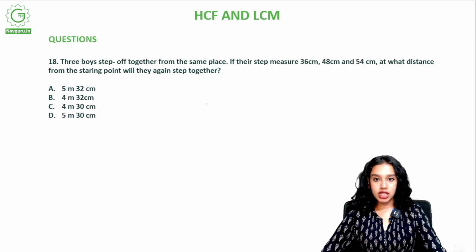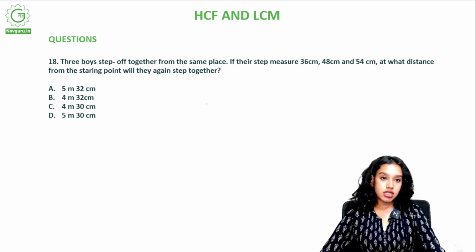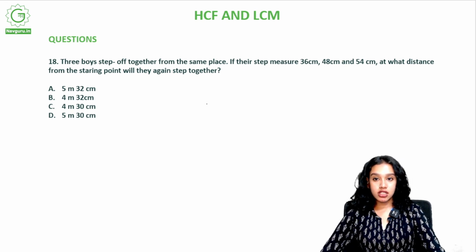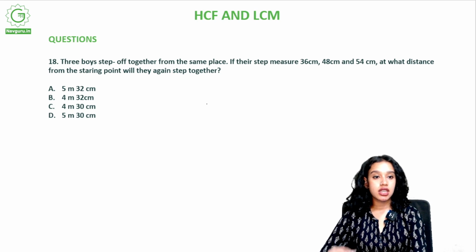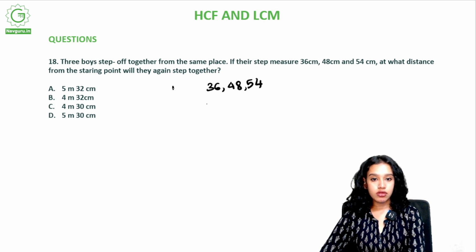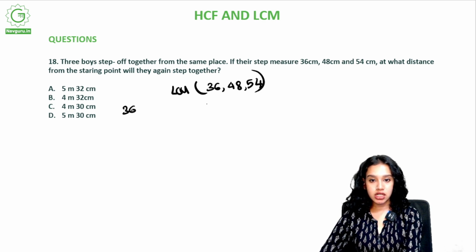3 boys step off together from the same place. If their steps measure 36 cm, 48 cm and 54 cm, at what distance from the starting point will they again step together? So, here we have to find the LCM of 36, 48 and 54. So, we'll do the prime division method. We have 36, 48 and 54. We will take the LCM here.